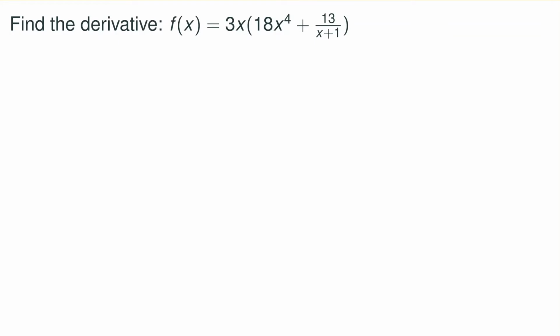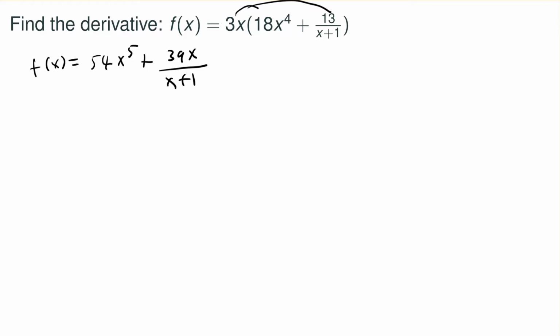Find the derivative of 3x times the entire function of 18x to the 4th plus 13 over x plus 1. So for this one, first we need to multiply these out. So we have f of x equals 18 times 3 gives us 54 x to the 5th power plus 39x over x plus 1.